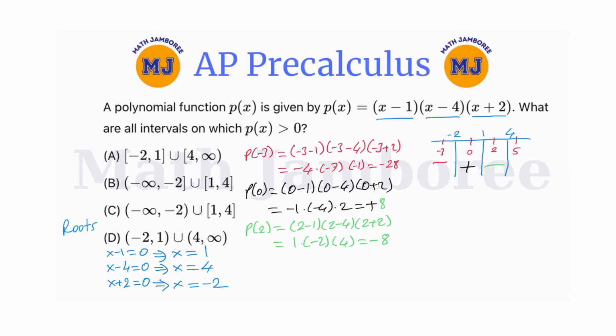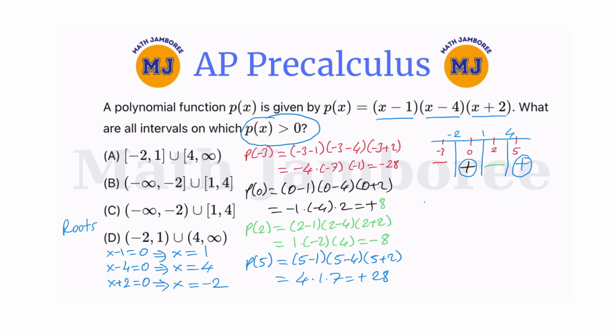So for p of 5, we will substitute 5 for x this time. Therefore, this becomes 5 plus 2. And this is 4 times 1 times 7, which is positive 28. So we have 2 regions. They said greater than 0 of the function, which is positive. But be careful with that. It's not greater than or equal to, it's just greater than. So in these regions, the value is positive.